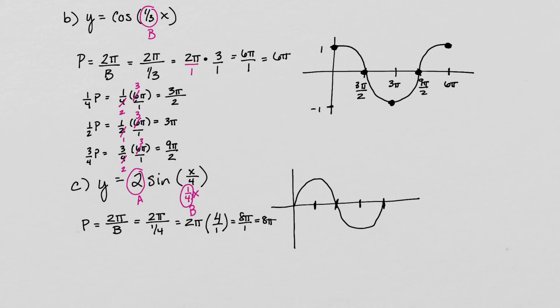No problem. So this out here is the 8 pi. It's the P. So if I do 1/4 of P, it's going to be 1/4 of 8 pi, which would be 2 pi, because 4 goes into 4 one time, 4 goes into 8 2 times. So this first spot here is 2 pi.